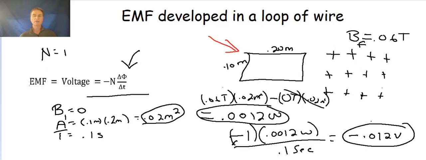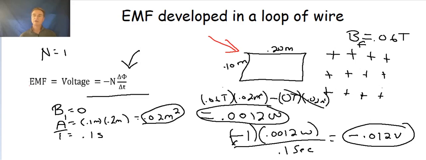Not a very large voltage, right? Pretty small. Okay. How could I increase that voltage? Well, let's say I had 100 turns in this wire loop instead of 1 turn. What we would do is multiply the 0.012 volts by 100 and we would get 1.2 volts. Now I have a decent amount of voltage.